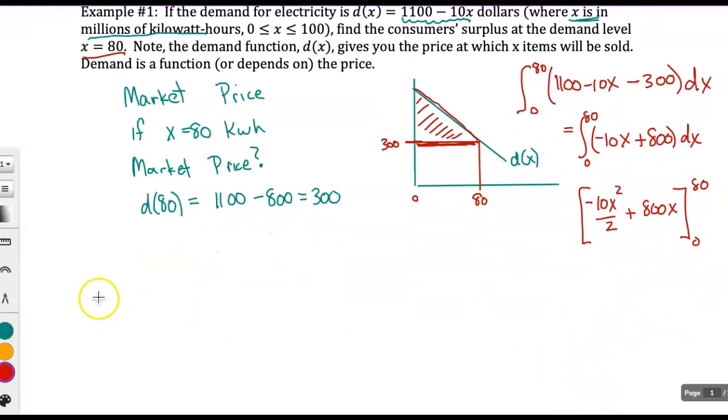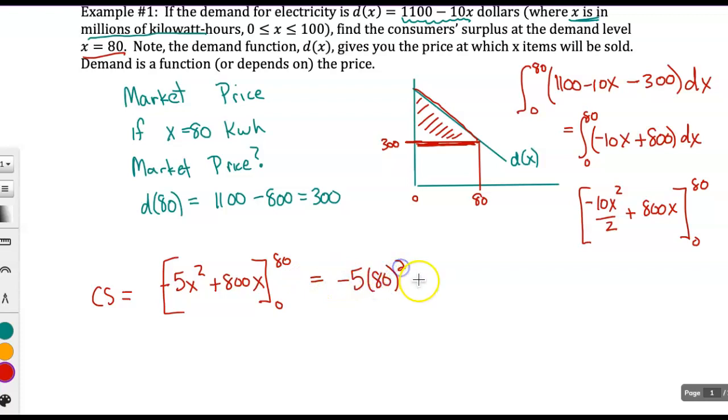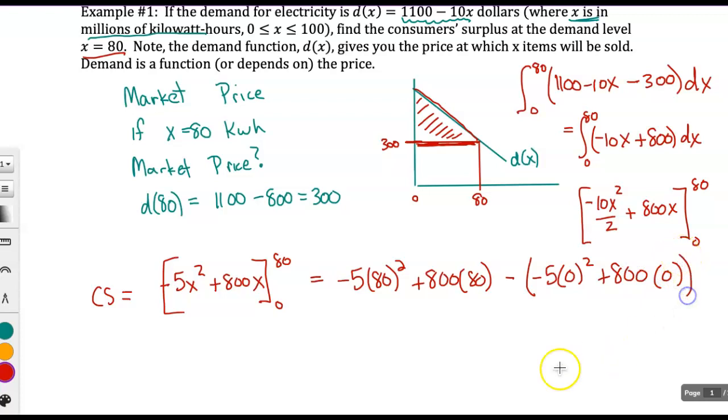So I'm going to simplify this a little bit. This would be negative 5x squared plus 800x. And we're going to evaluate from 0 to 80. So that's going to be negative 5 times 80 squared plus 800 times 80. And then plugging in 0 is just going to give us zeros everywhere, but I'll write it out just so that you understand what's happening. Yep, I think I got it right. And then if you multiply that all out, you end up getting $32,000.